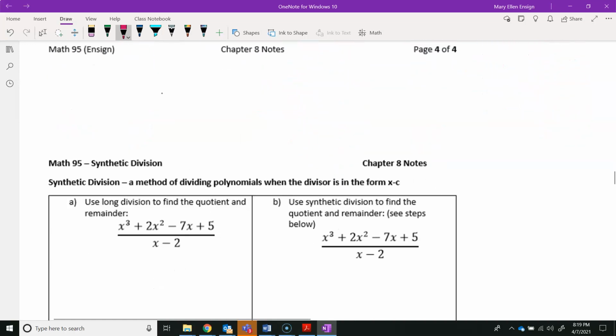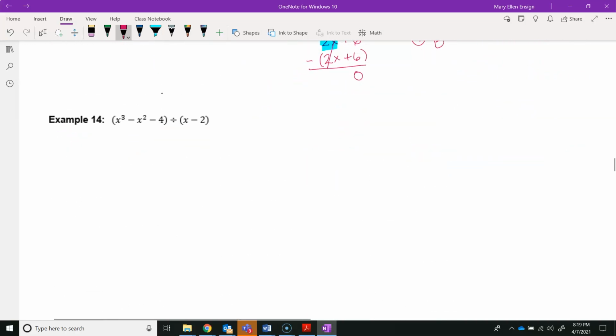Okay, so last example here for long division. And there's something else that we have to bring in here, which we really always have to look for, but we didn't talk about it in the earlier ones because I wanted you to just get your feet under you in terms of dividing. So we have to fill in any missing terms with zeros.